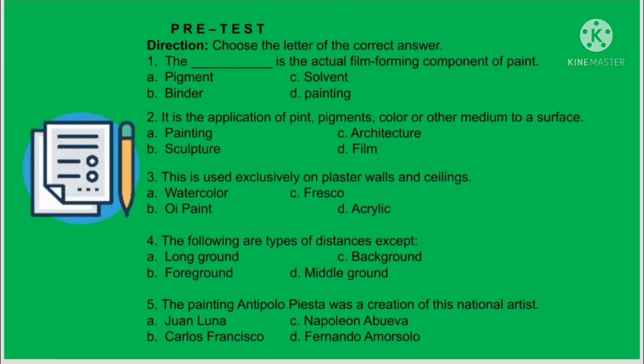Class, listen. Please prepare one whole sheet of pad paper for your pretest. Choose the letter of the correct answer. I will check your answer in your Google Classroom, but be sure to answer this first. So this is your pretest. First question. The blank is the actual film forming component of paint. A. Pigment. B. Binder. C. Solvent. D. Painting.